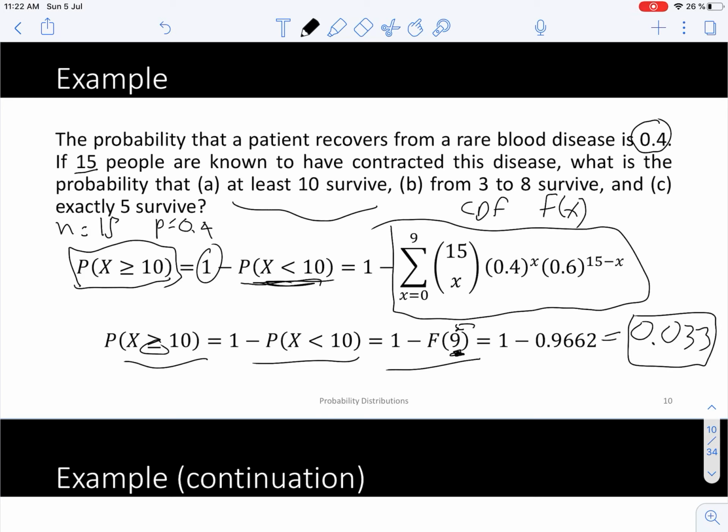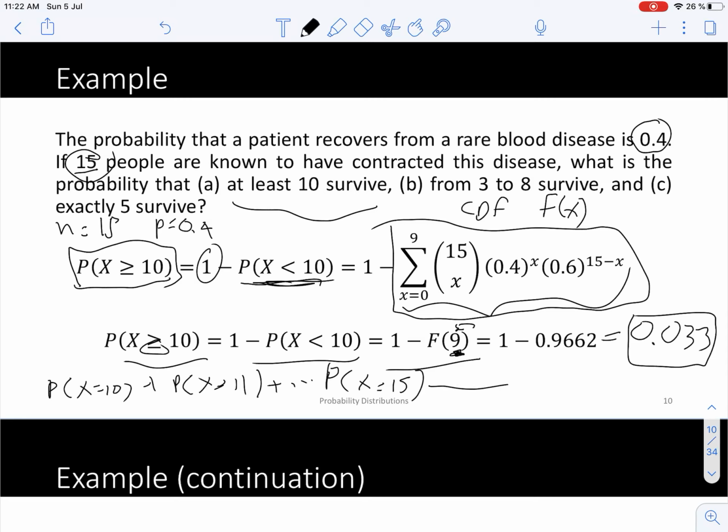And as I said, there is another option. If you don't want to use the cumulative, which I highly encourage you to use, then the second alternative is just to compute the probability of X equal to 10 plus the probability of X equal to 11, and so on. Since there are only 15 people, the last one will be the probability of X equal to 15. And of course, if you add them up, you should get the same answer. We'll practice, as I said, during the class, how to find this CDF using tables and using Excel.